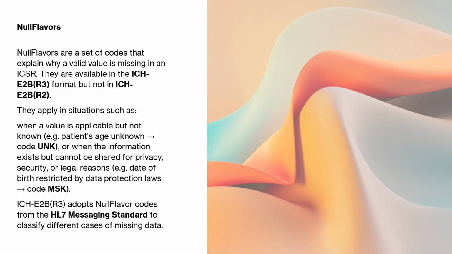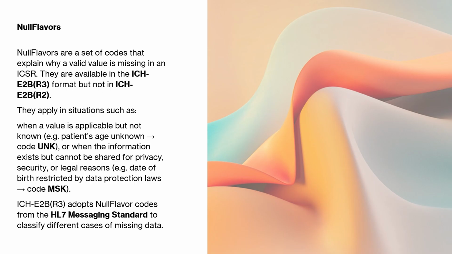So now let's talk about null flavors. So what are the null flavors? These are the set of codes that explain why a valid value is missing in an ICSR, and they're available in ICH E2B R3 format but not in ICH E2B R2 format. So they apply in situations such as when a value is applicable but not known.